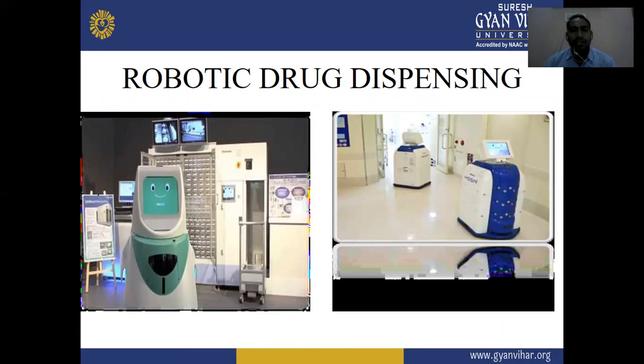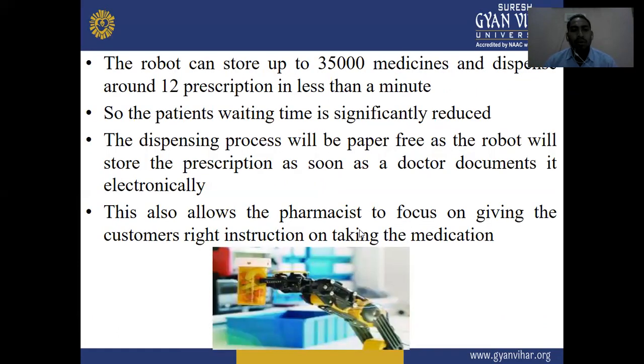Robotic drug dispensing. The robot can store up to 35,000 medicines and dispense around 12 prescriptions in less than a minute. The robot can scan up to 35,000 medicines and dispense around 12 prescriptions in less than 1 minute.